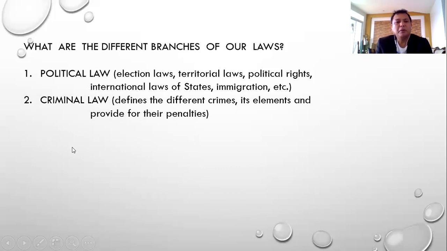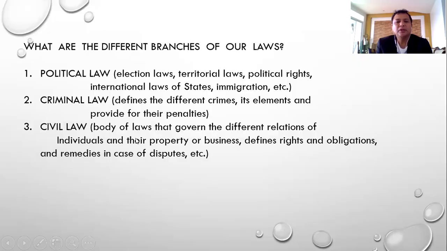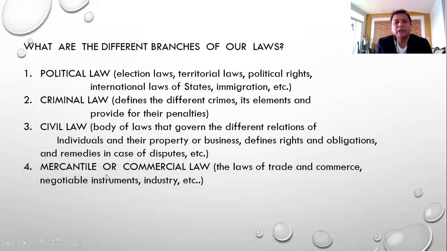The second branch is the criminal law. This is the law that defines the different kinds of crimes, its elements, and provides for its penalties. So if you want to know what are the elements of murder, then you refer to criminal law. We will discuss civil law later. A fourth is mercantile or commercial law. This includes the laws of trade and commerce, the different negotiable instruments, which are the promissory note and the bill of exchange, the industry, and so on and so forth.